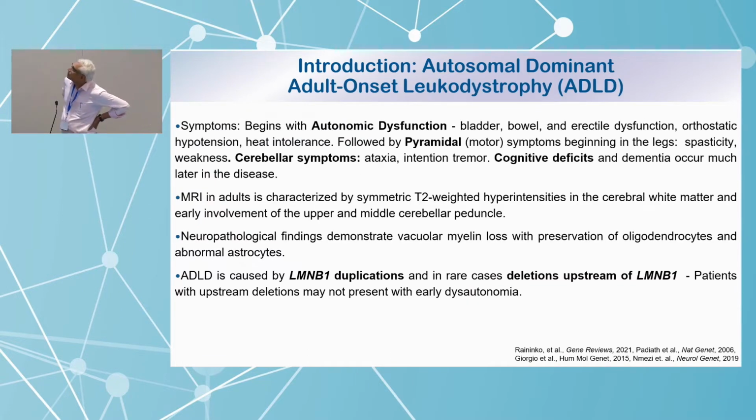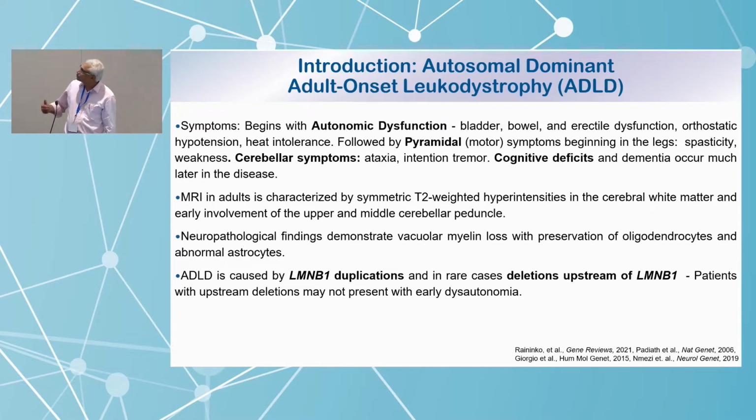What are the symptoms? They usually begin with autonomic dysfunction, which present as either bladder, bowel, or erectile dysfunction in men, orthostatic hypotension, heat intolerance, followed by pyramidal symptoms, which include spasticity and weakness, cerebellar symptoms, which include ataxia and intentional tremor. Cognitive deficits have been reported, but these are usually much later in the disease.